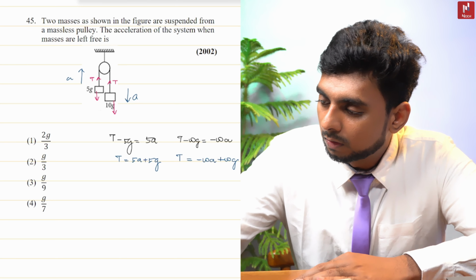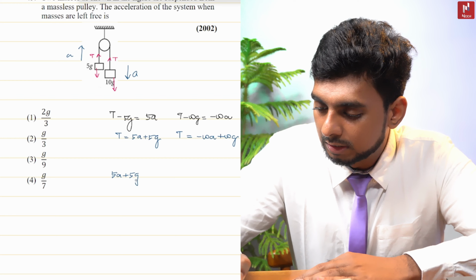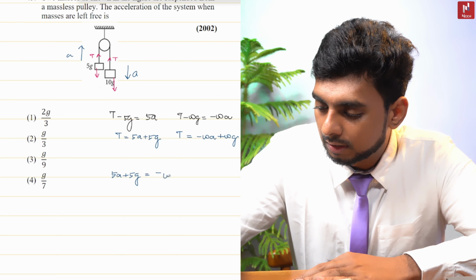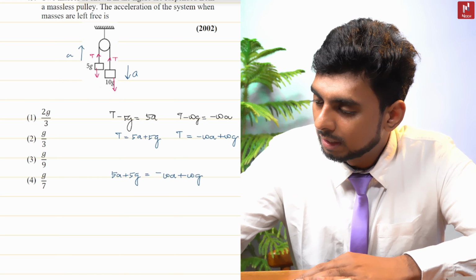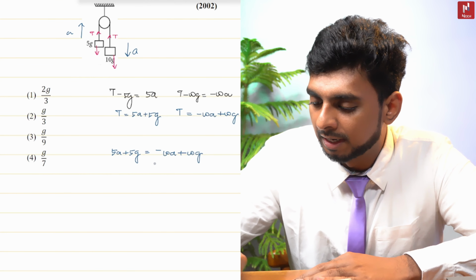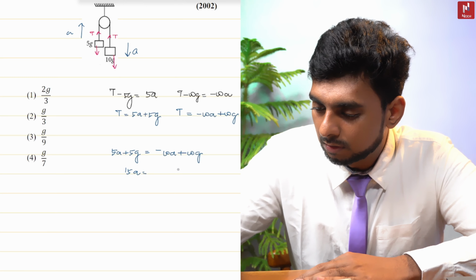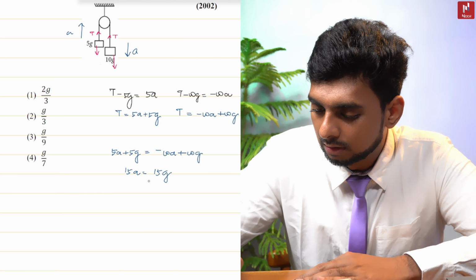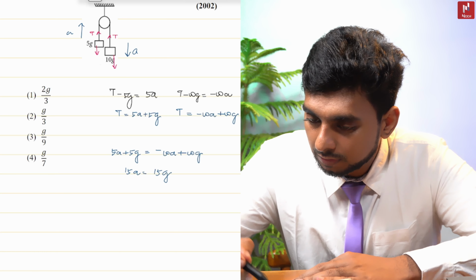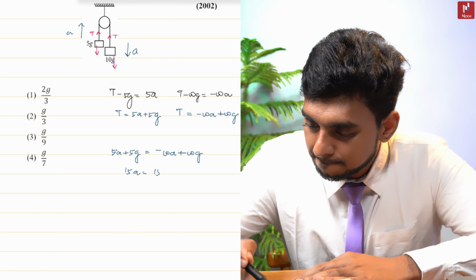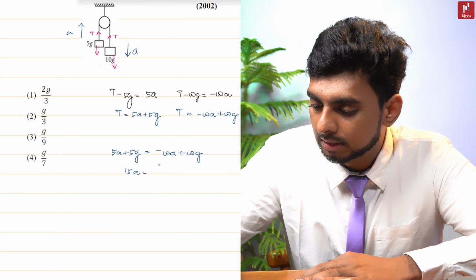Okay, now let me equate those two. You will have 5A plus 5G, which will be equal to negative 10A plus 10G. Got it? Let me rearrange this and I'll end up getting the answer. So you will have 15A, which will be equal to 15G. No, 5G, right? 15A, which will be equal to 5G. So that's going to be like 10G minus 5G.